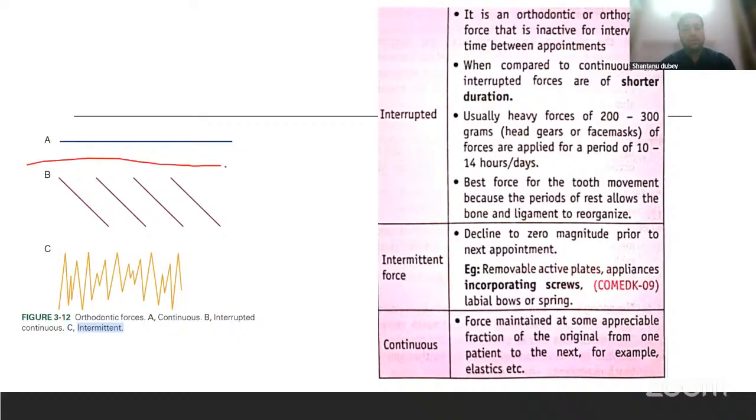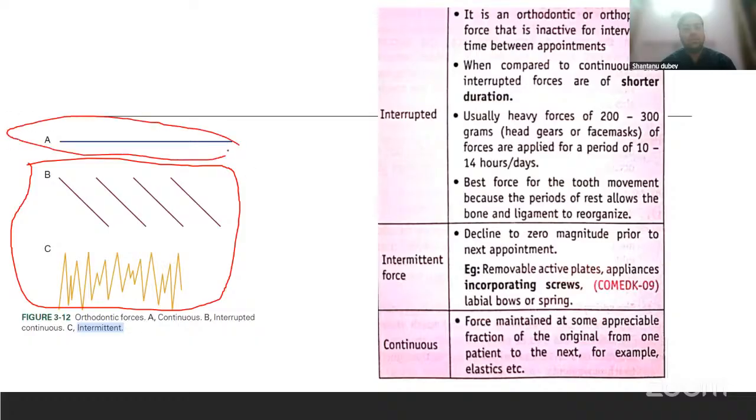I want you to look at the graph. Continuous would have a straight line, so a low amount of force for a continuous period. On the y-axis, always remember, this is the magnitude of force. On the x-axis, this is time.